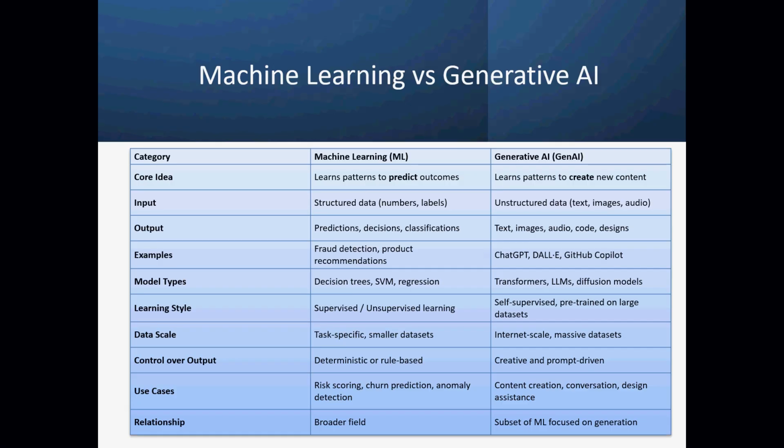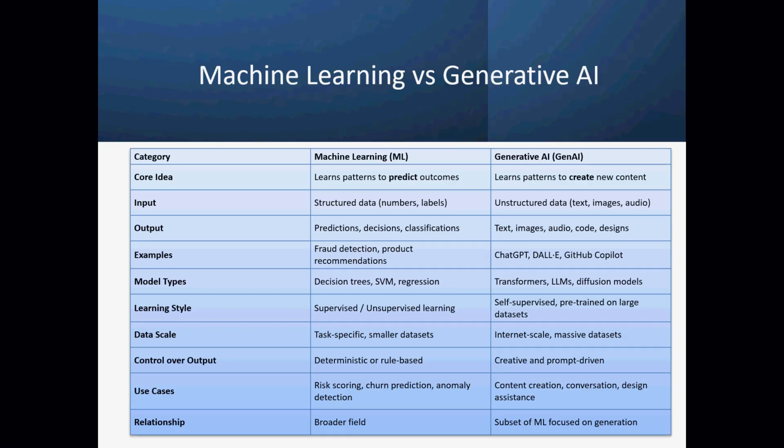So these are the examples of machine learning. Now, machine learning versus generative AI, right? This is the main difference. The core idea is that the machine learning algorithm learns patterns to predict outcomes, and generative AI learns patterns to create new content. The input for machine learning algorithms is structured data, numbers, labels, etc. And for generative AI, it's mostly unstructured text, images, audio, etc.